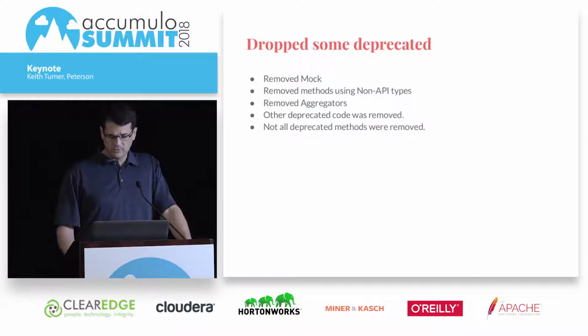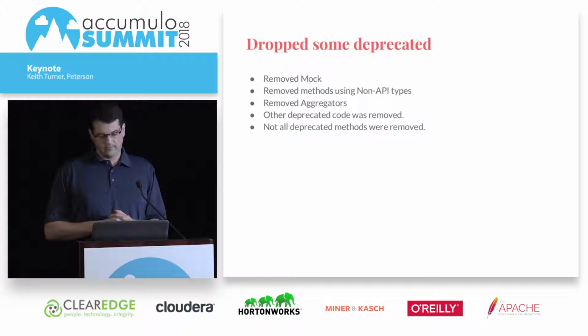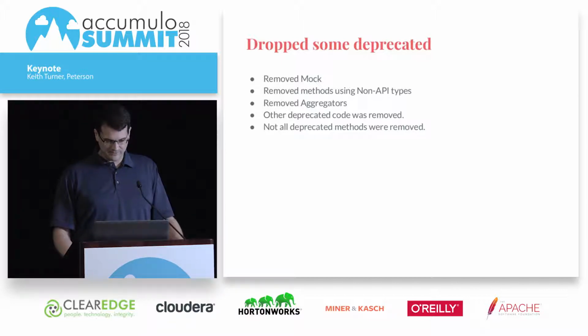Aggregators were removed. If anyone is still using those, they're very self-contained, and it would be very easy to take that code and create a jar. Those have been deprecated since 1.4. They were replaced by combiners. If anyone is still using them and they need help doing that, please reach out to the dev list. And there's other deprecated code that was removed. I want to try to get all of that covered in the release notes. But not everything that was deprecated before 2.0 was removed.